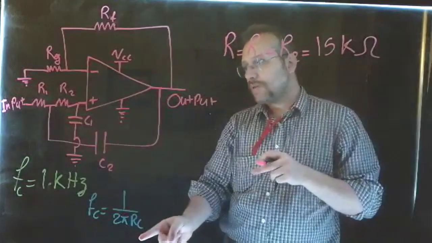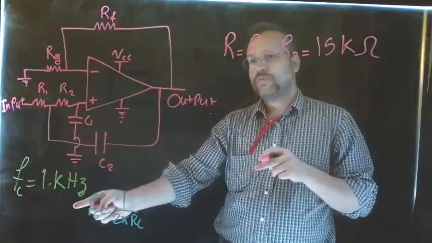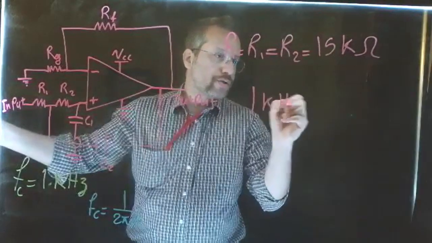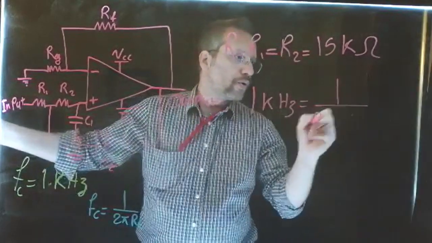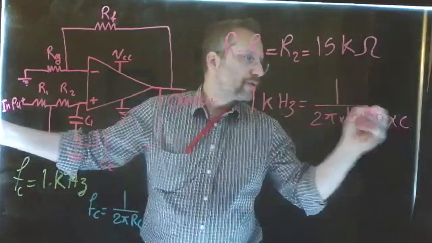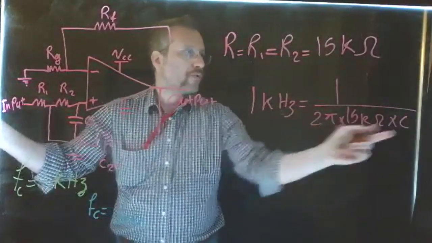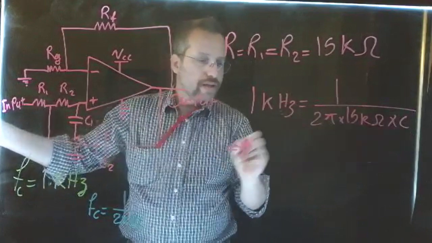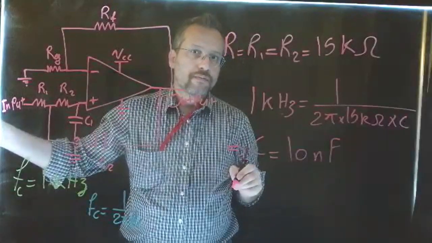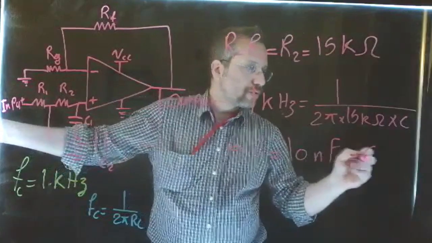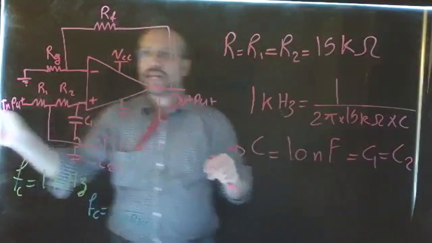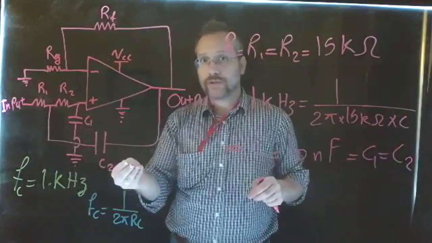Now, if I have 15 kilo of resistance and the cutoff frequency is equal to 1 over 2 pi RC, and the cutoff frequency I want to be 1 kilohertz, so this is 1 kilohertz equal to 1 over 2 pi times 15 kilo times C. If you solve that equation for finding the C, you would see that the C is going to be 10 nanofarad. Okay, and this is also C1 and C2. So now we have the values that we want for our filter.